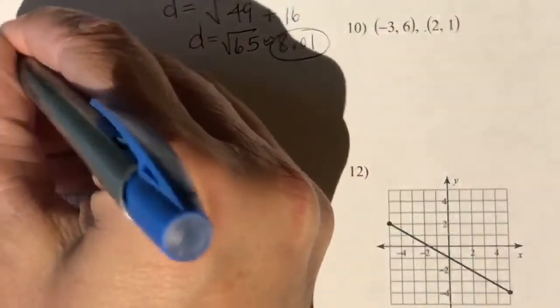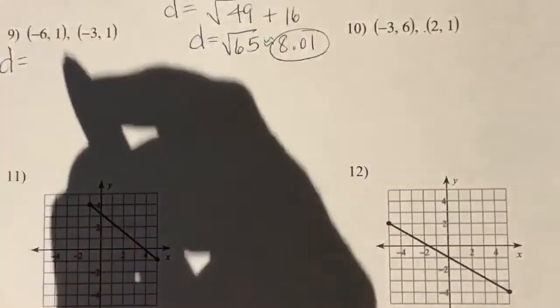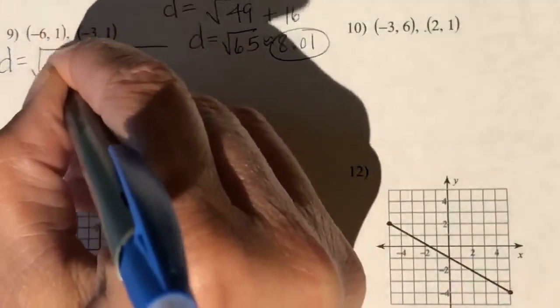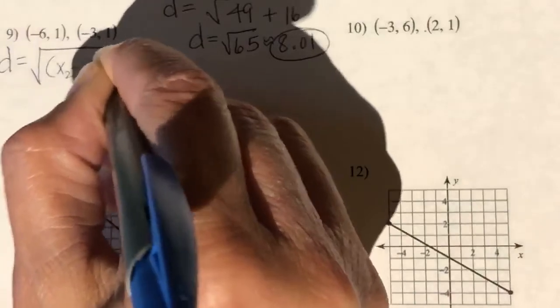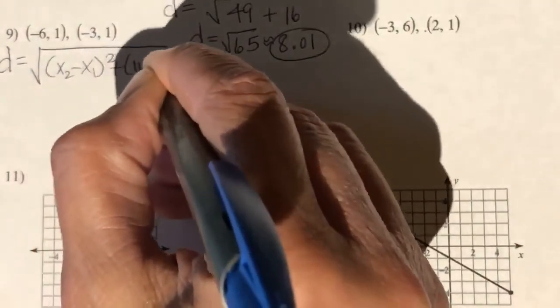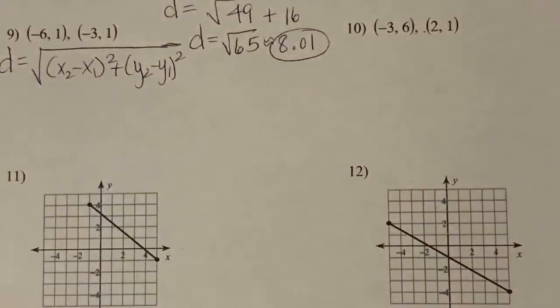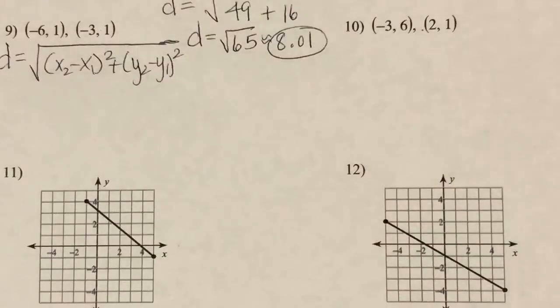So again, whenever it asks for distance or length, we are looking for the distance formula. So the square root of x2 minus x1 squared plus y2 minus y1 squared. Now, little secret, I am going to give you the formula tomorrow, so you guys don't have to memorize this, okay?